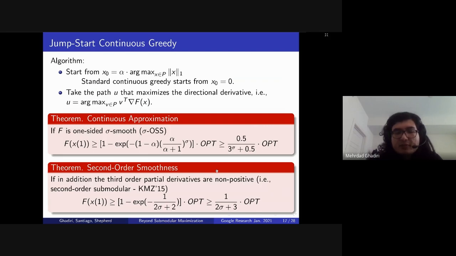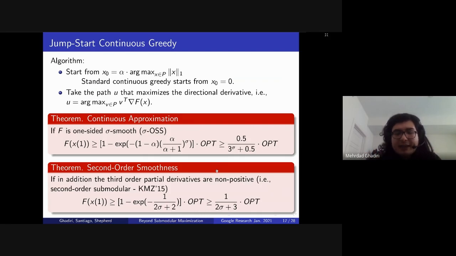So note that for submodular functions, we have the non-positivity of the second order partial derivatives. It is just like we are going one order ahead, and we talk about the third order partial derivative instead of the second order. Also, this is equivalent to the definition of second order submodularity, which is defined by Karimi, Mirrokni, and Zadimoghaddam.